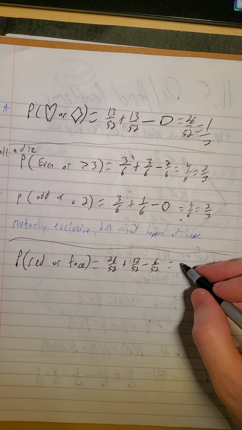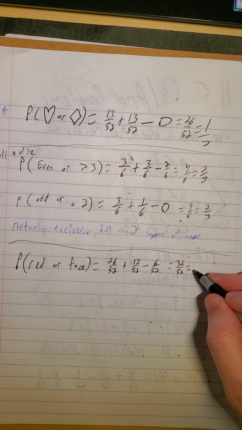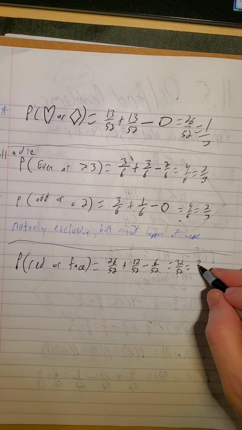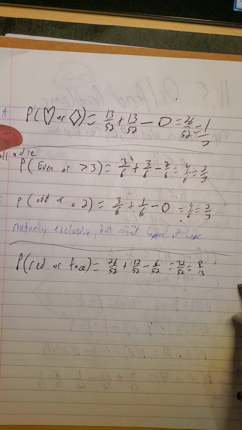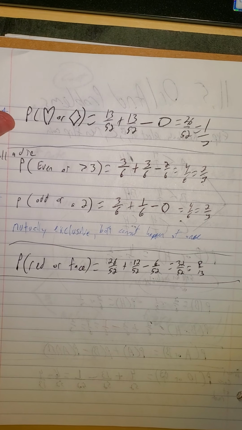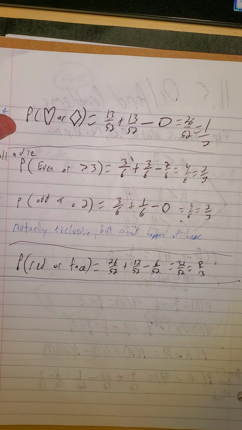So 32 out of 52. Those are both divisible by 4. So 8/13 would be our probability. So next we're going to look at, those were the or problems. We're going to look at some and problems.